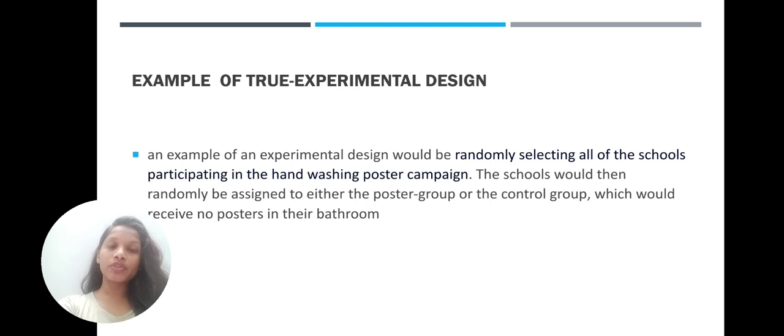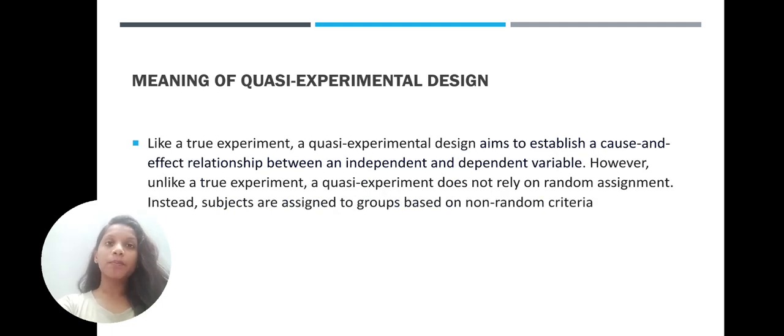An example of a true experimental design would be randomly selecting some of all the schools participating in the hand washing poster campaign. The schools would then randomly be assigned to either the poster group or the control group, which would receive no posters in their bathroom. So, this is an example for true experimental design. The next slide will be seeing the meaning of quasi experimental design.